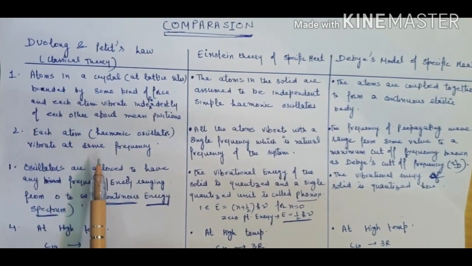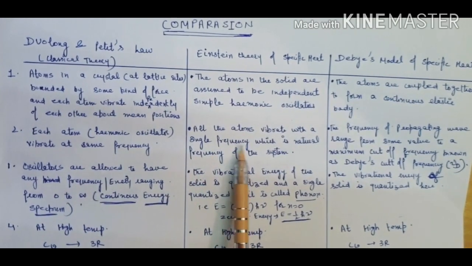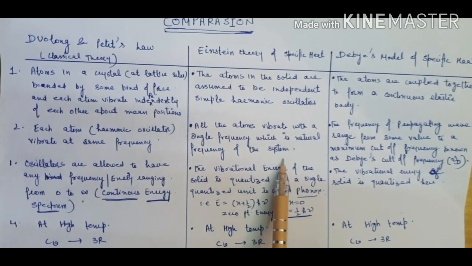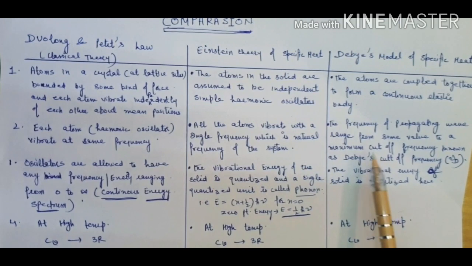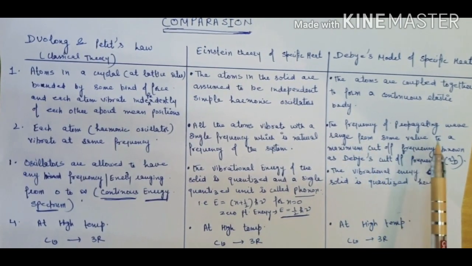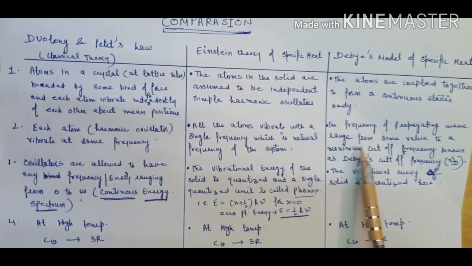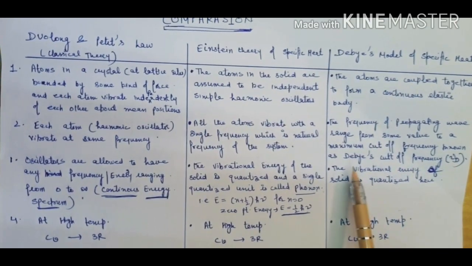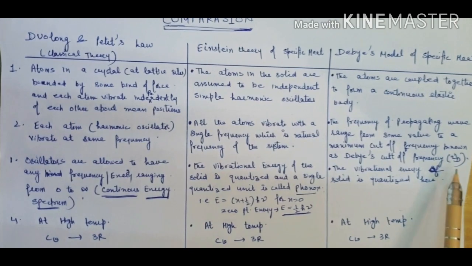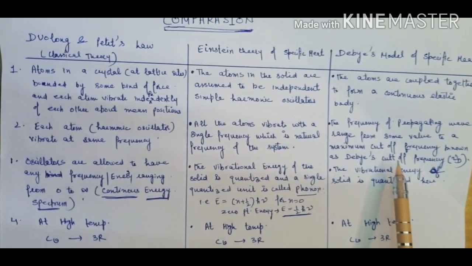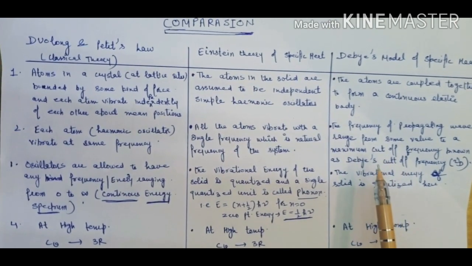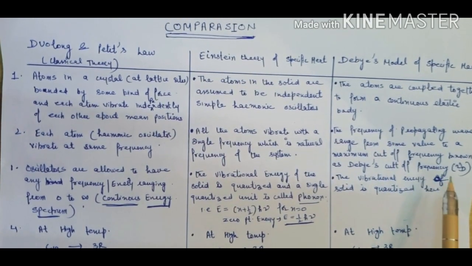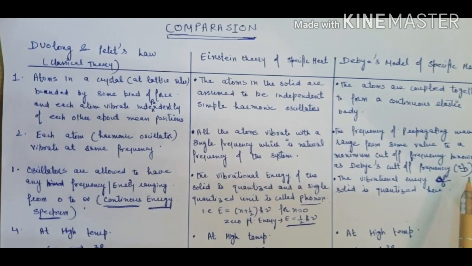And the second comparison: each atom, like a harmonic oscillator, vibrates at the same frequency. In Dulong and Petit's law and in Einstein theory, all the atoms vibrate with a single frequency, which is the natural frequency of the system. And in Debye model, the frequency of the propagating waves ranges from some value to a maximum cutoff known as the Debye cutoff frequency nu D, which is also called the Debye approximation. And there is also a restriction on the number of modes of vibration in Debye model, that is 3N. So the maximum frequency is nu D.